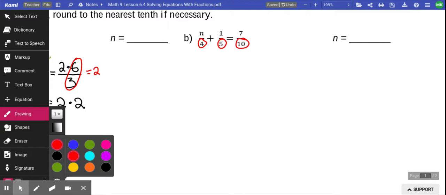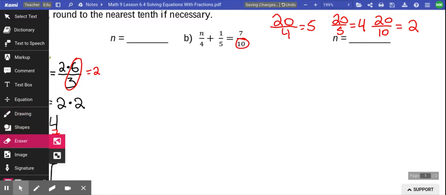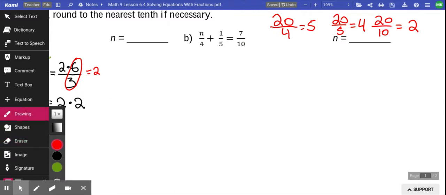A number that would work is 20, because 20 divided by 4 equals 5, 20 divided by 5 equals 4, and 20 divided by 10 equals 2. So I could multiply everything by 20, and it would get rid of all my denominators. We'll do that right now. So we'll go to each one of our fractions, and we're going to multiply by 20.